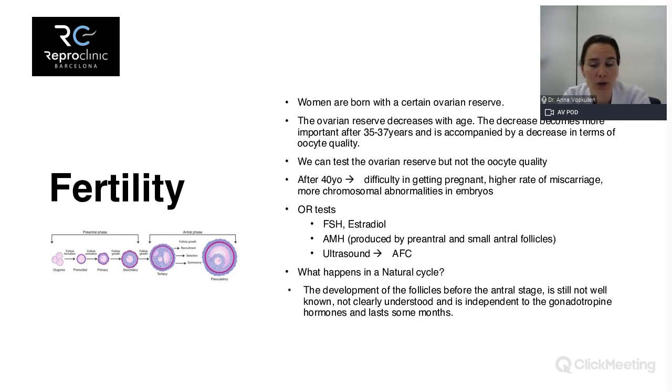And what happens in a natural cycle? We have different follicles available to grow, as I said, but just one of them will grow in response to the hormones because we don't have hormones to make all of them grow. So we will lose the other ones, and actually we know that every month we lose a lot of follicles. Even if you're not ovulating, we also lose a lot of follicles every month.